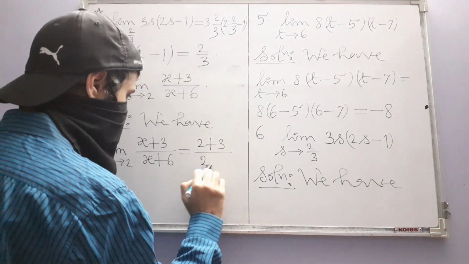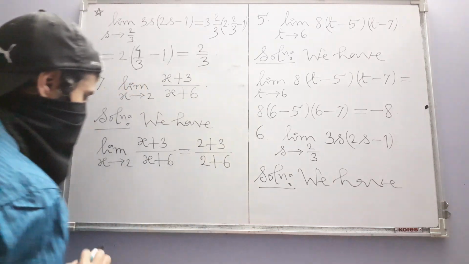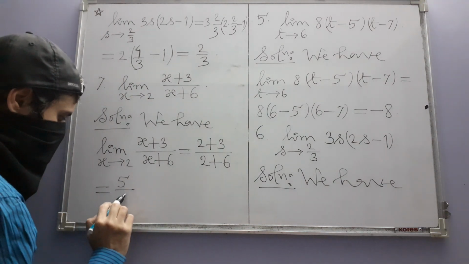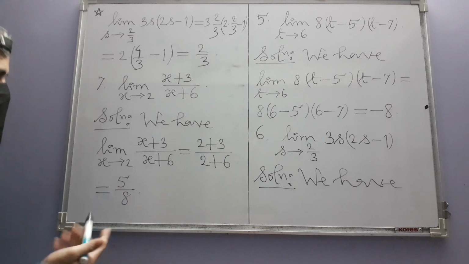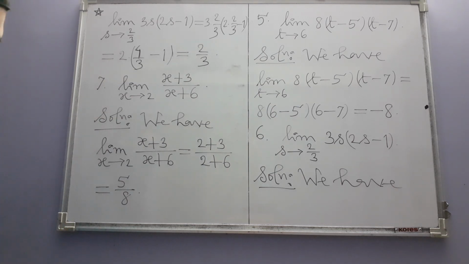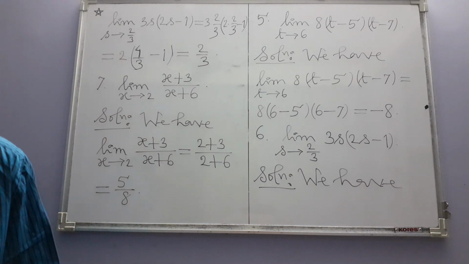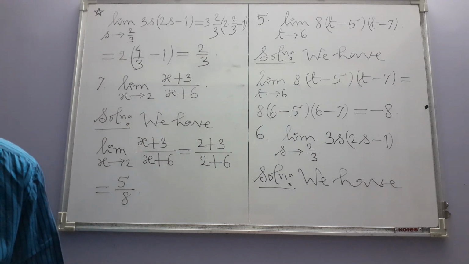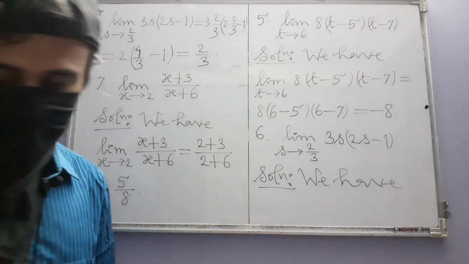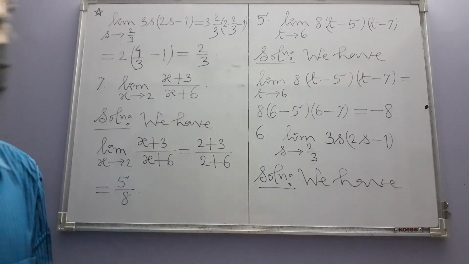Two plus 3 over 2 plus 6. That means the answer is 5 over 8. Next, the 8th one is the limit of 4 over x minus 7 as x approaches 5.